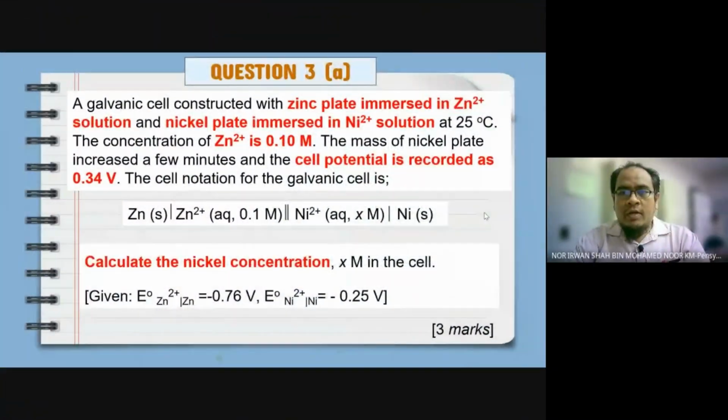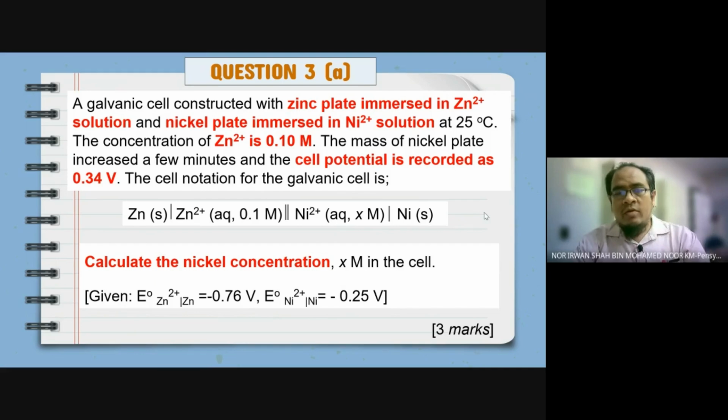Okay, so let's look at the question first. This question 3 is actually from the chapter on electrochemistry, which is chapter 3 of your syllabus. And this question itself is divided into two parts. We have 3A and also 3B. And the total for this question is 7 marks. So from these 7 marks, 3 marks come from question 3A and the remaining 4 marks from question 3B.